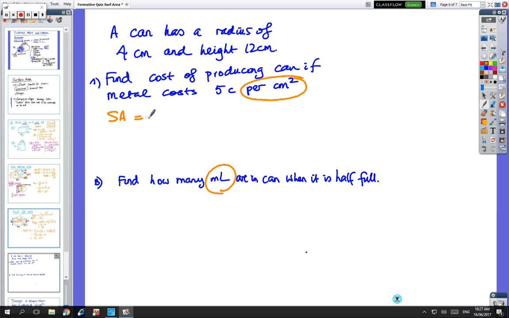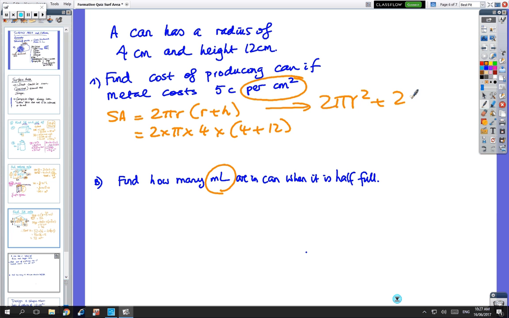So the surface area is 2 pi r times (r plus h), which is 2 times pi times the radius, 4, times 4 plus the height, 12. Now don't forget, your classes might have learnt it as 2 pi r squared plus 2 pi rh, and you get the same answer, so don't be too worried if you're not using my version. So we've got 2 4s are 8 times 16 times pi. So that's 402.12 centimetres squared. And then each of those centimetres squared is going to be multiplied by 5 cents.